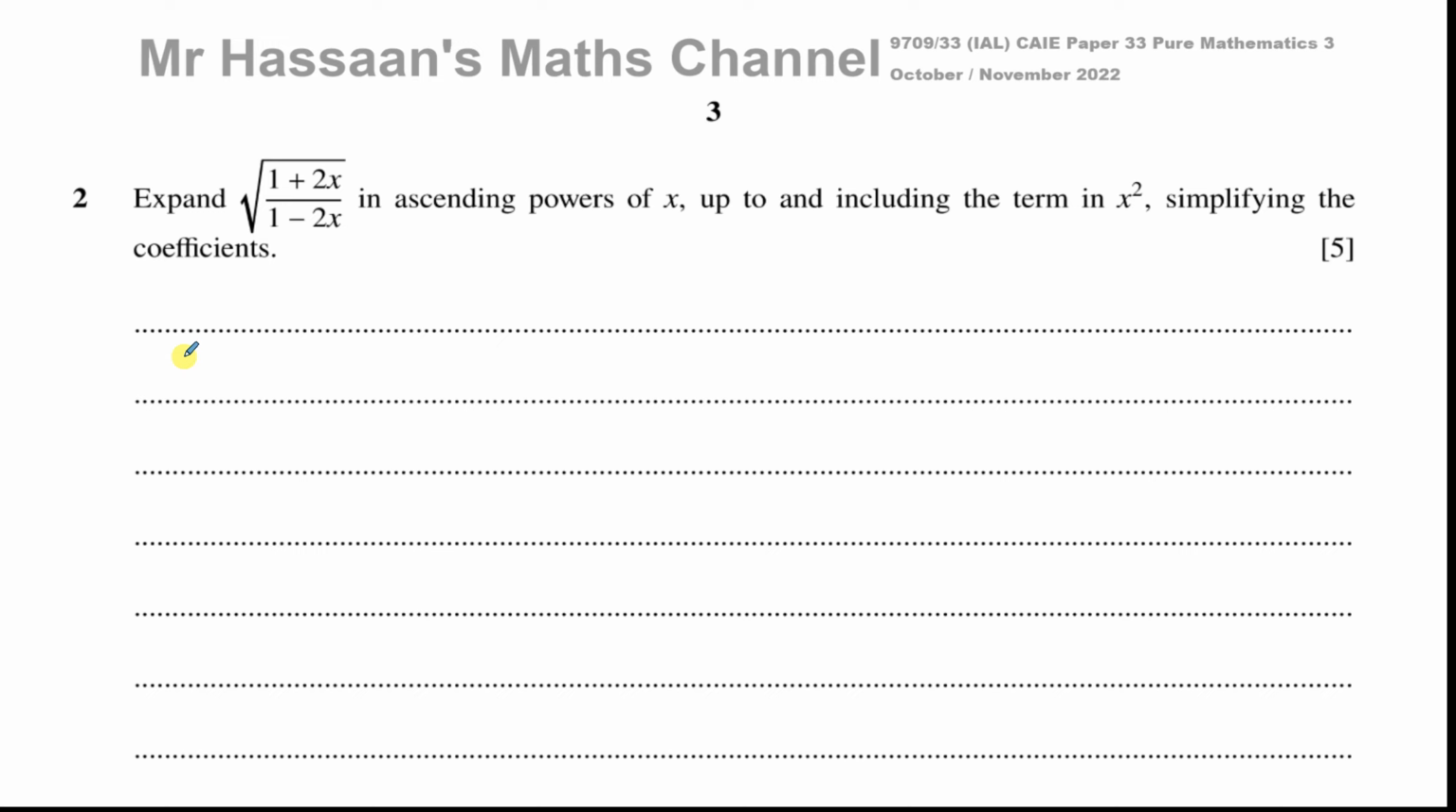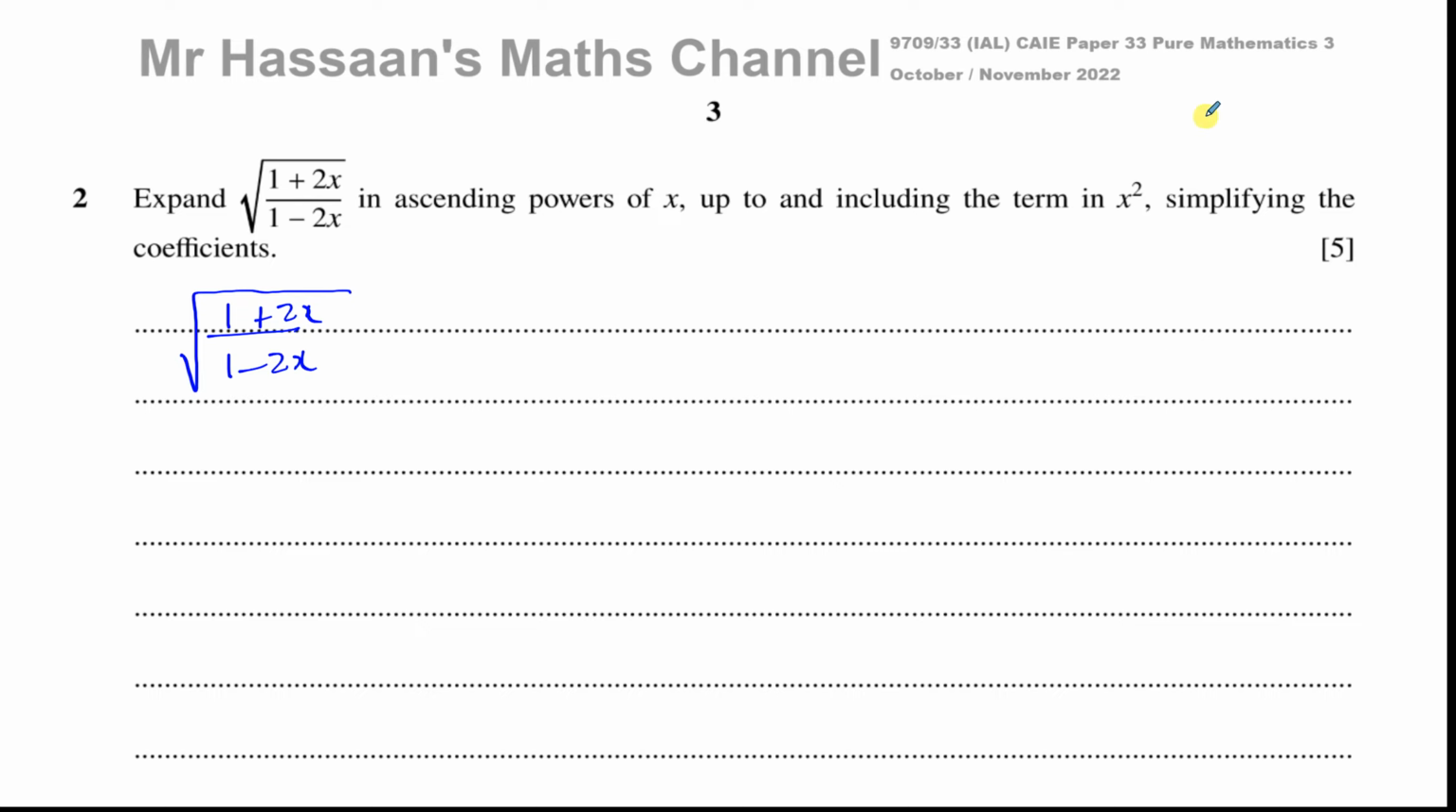going on. So we want to find the square root of (1 plus 2x) over (1 minus 2x), and we have to express it in ascending powers of x. We have to expand this in ascending powers of x up to and including the term in x squared, simplifying the coefficients. So how on earth are we going to do this?